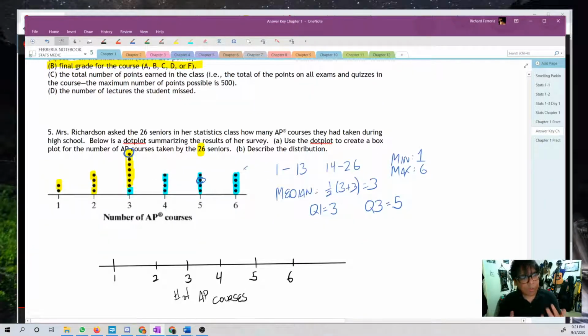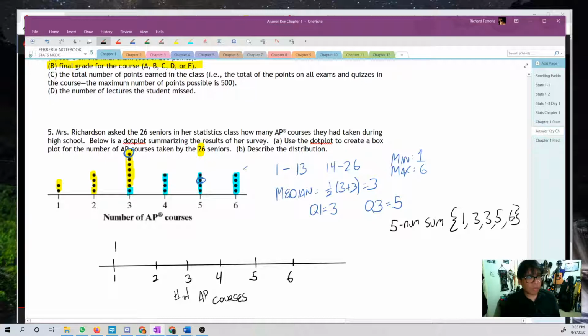Okay, here's our number line with the number of AP courses labeled across the bottom. And now what we need to do is, well, I like to tell my students to put a horizontal line at each part of the 5 number summary. As a quick review, that 5 number summary is going to be the minimum, 1, Q1, which was 3, the median, which was also 3, Q3, which was 5, and the maximum, which is 6.